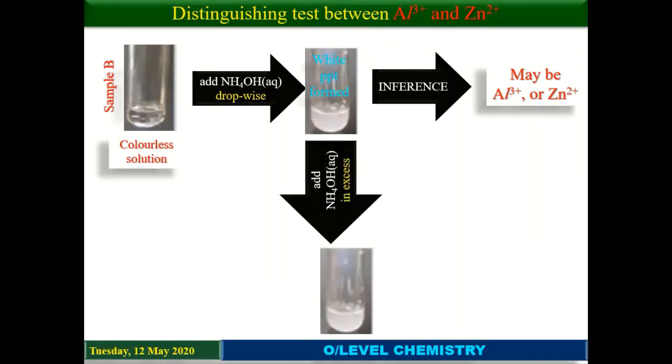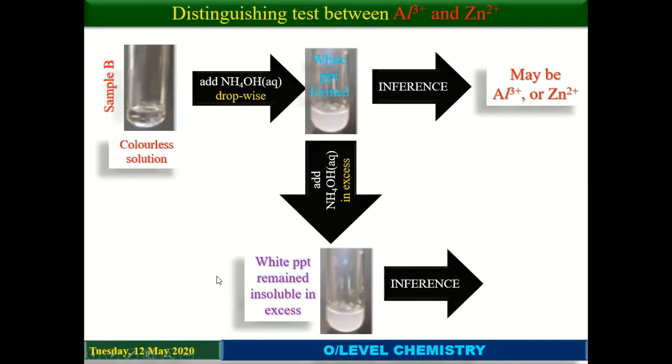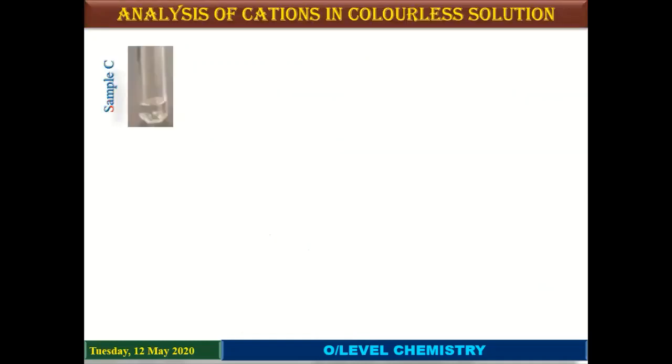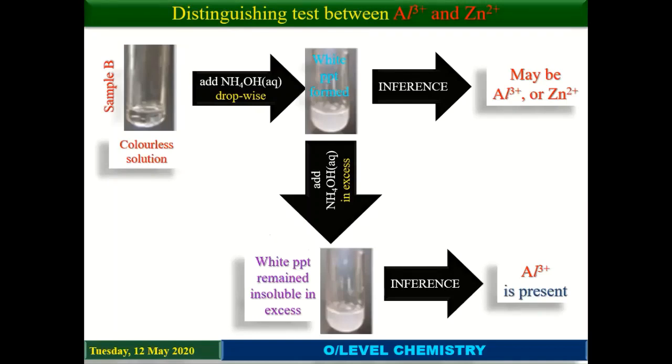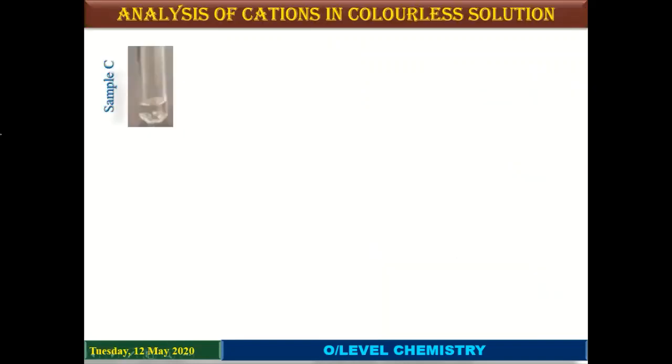In excess of ammonium hydroxide, the result is different as compared to sample A. In sample A, on adding excess of ammonium hydroxide, we got a transparent solution, but here the precipitate remains insoluble. If the precipitate remains insoluble, it means this solution contains aluminium ion. So up to this, we have identified two ions, zinc ion and aluminium ion.